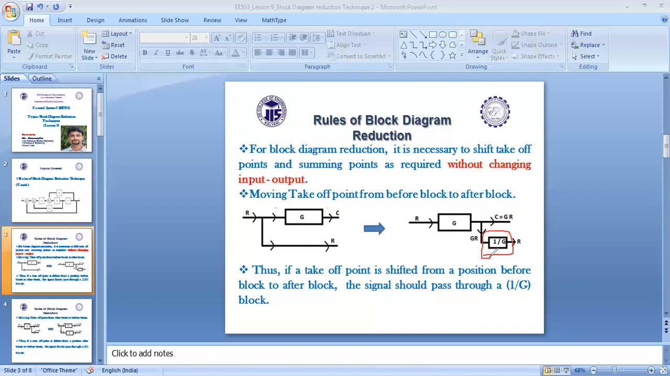So this is one reason to make the shifting. The signal should be multiplied by a 1 by G block. So from before to after, the signal should be multiplied by a 1 by G block. Thus, if a takeoff point is shifted from a position before the block to after the block, the signal should pass through a 1 by G block. Clear? Now, if we do the reverse process, if the takeoff point is shifted from after the block to before the block, what will happen?